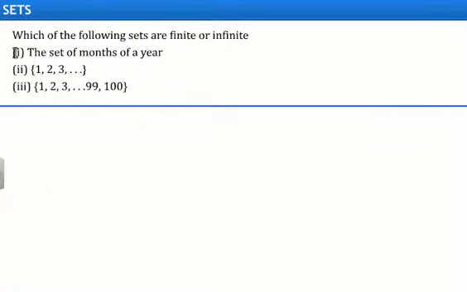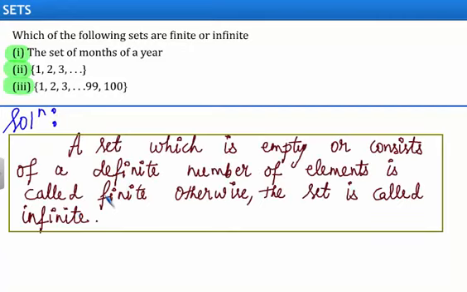In this problem, we are given some sets. Among these, we need to find which are finite and which are infinite. Let us see the solution of the given problem. Before proceeding on with the solution, let us recall the definition of finite and infinite set. A set which is empty or consists of a definite number of elements is called finite. Otherwise, the set is called infinite.